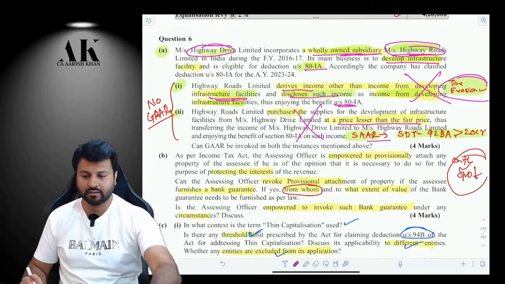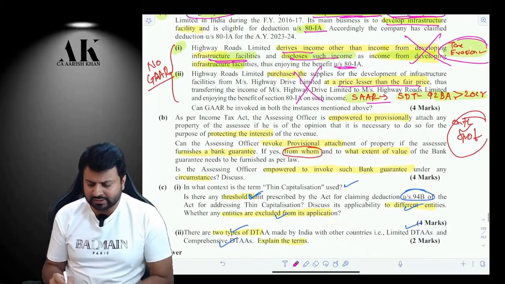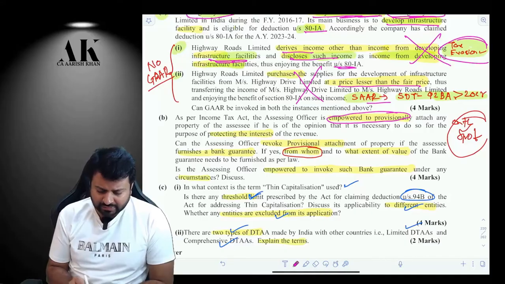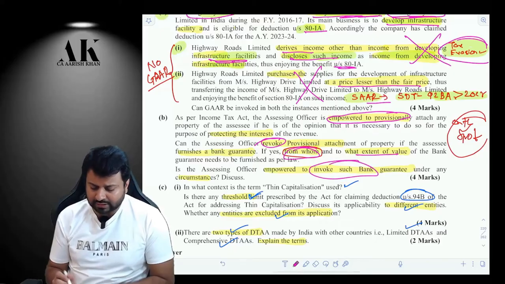Check it, please. Now the next question is a very important question. It's a theory question, but very important. The first question in this is, does the assessing officer have the power to revoke the provisional attachment? That is the first question. If yes, from whom and to what extent? And the third question, does he have the power to invoke such bank guarantee? So on and so forth.